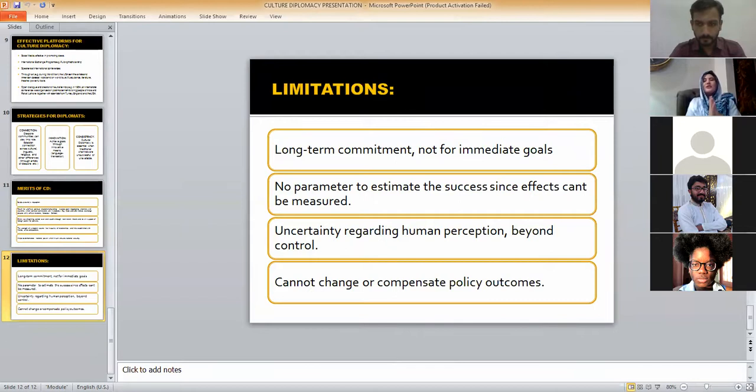Then policy outcomes cannot be changed or compensated quickly. For example, if you wanted a policy outcome immediately, you would not be able to seek one out of this cultural diplomacy. It would take some time to formulate a policy, and it would take some time for the people to accept this cultural diplomacy. And I think I'm done. Thank you so much. If you have any questions, please let me know.